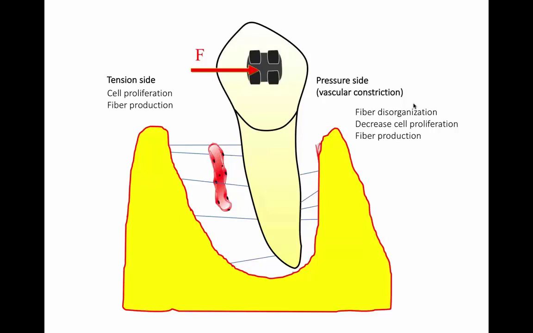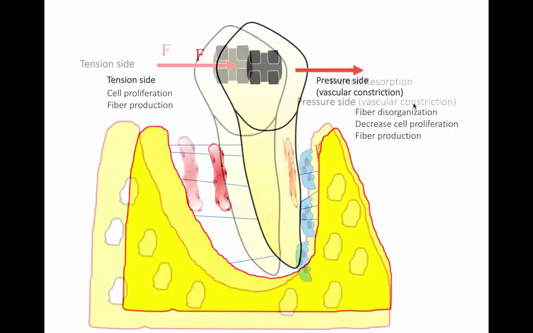On the pressure side, when the tooth moves towards the pressure side, you'll have fiber disorganization and breakdown, decreased cell proliferation, and also decreased fiber production. So that's where the vascular constriction occurs as the tooth moves toward the pressure side. So again, as the tooth moves this way, these things will happen.